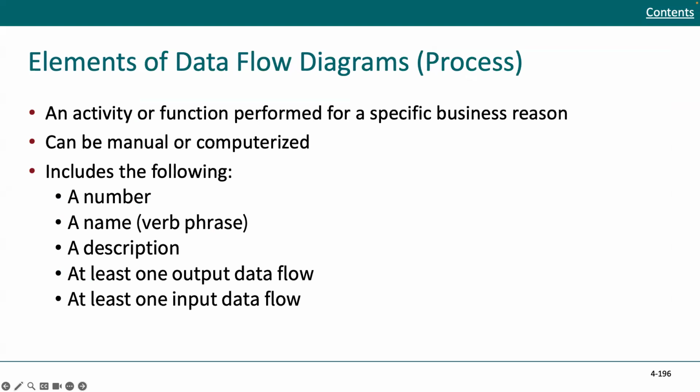Okay, let's have a handful of charts that start to get into the elements of data flow diagrams. First, a process is an activity or function performed for a specific business reason, and can be manual or computerized. It includes the following: a number, a name, which you want to be a verb phrase, a descriptor, at least one output data flow, and at least one input data flow.